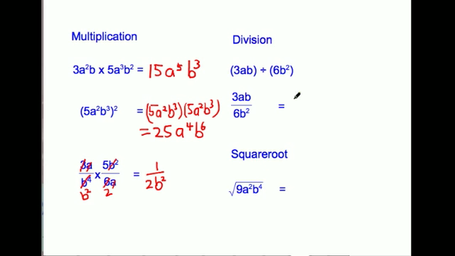For division, normally we write it as a fraction. Then we can simplify by reducing it to the lowest term. Reducing the numbers first, we have half. And the common factor of b is cancelled, giving us b in the denominator.